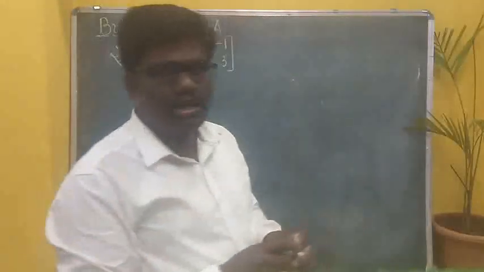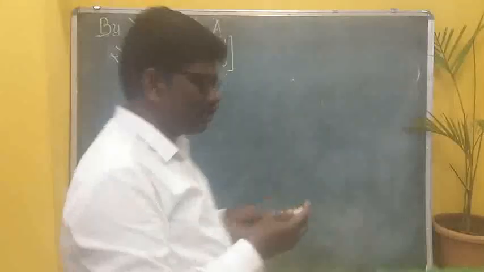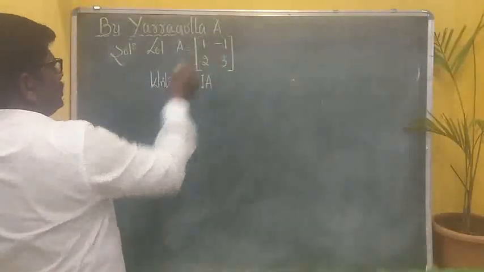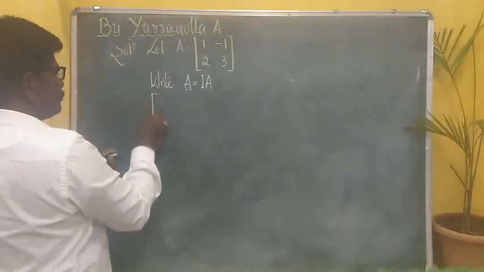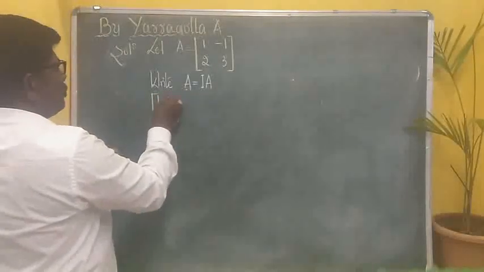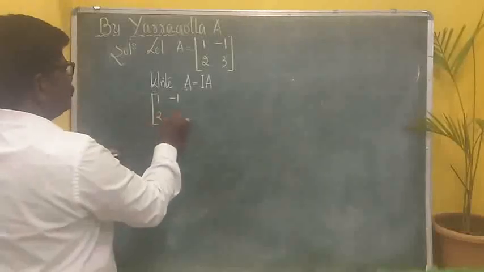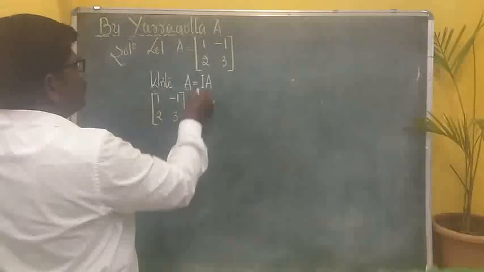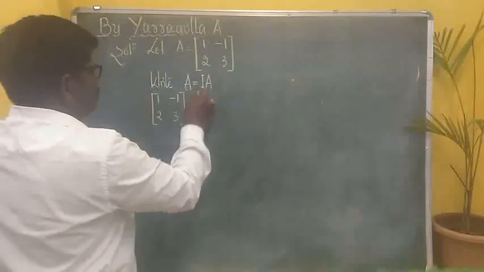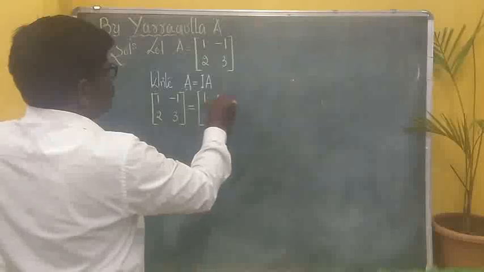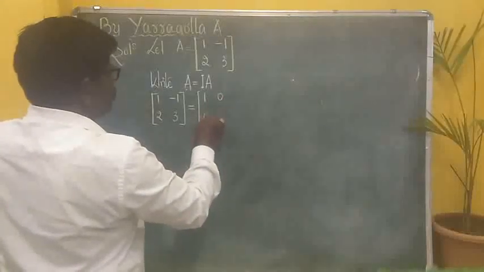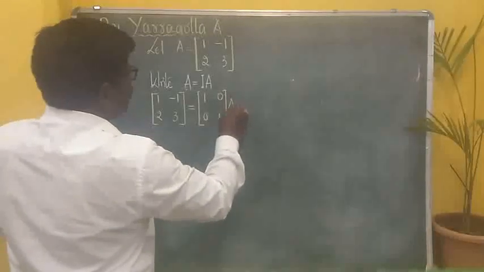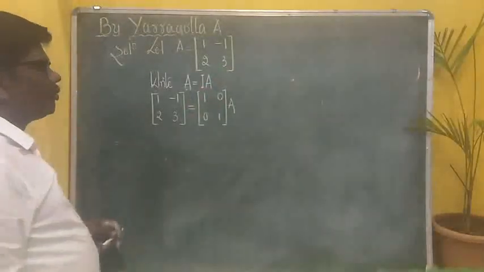Now I'm going to tell you how to write that unit matrix. Listen to me carefully. I am going to write this A matrix as it is on the left hand side: 1 minus 1 2 3. This is the given matrix, and I is the unit matrix as I told you: 1 0 0 1. Just carry on this A throughout to the end of the problem.